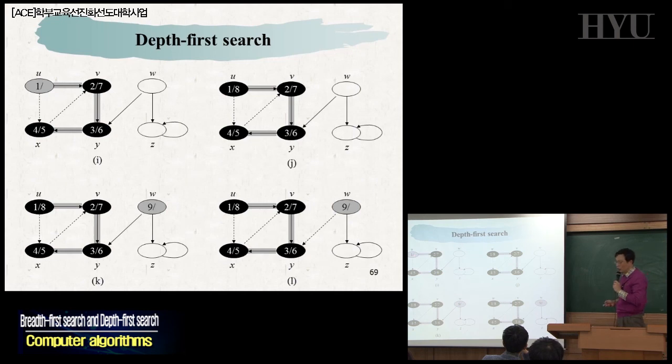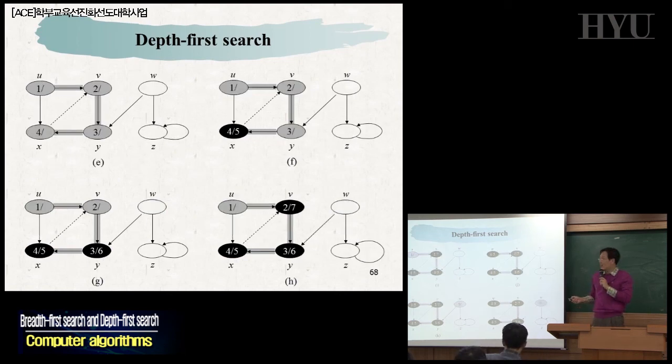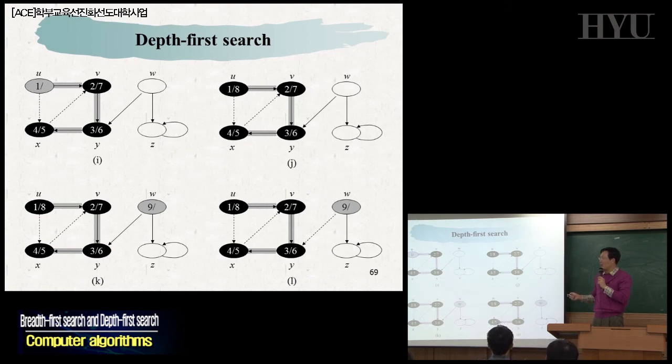And then what do we do on U? Now we are here, and we came here from V. And what do we do from here? First, we follow this edge, and X is visited already. So it's time to finish, and its finishing time is 8. So this is the first loop of DFS.